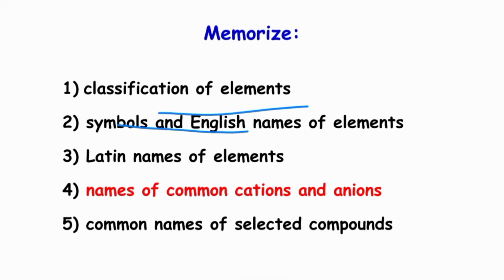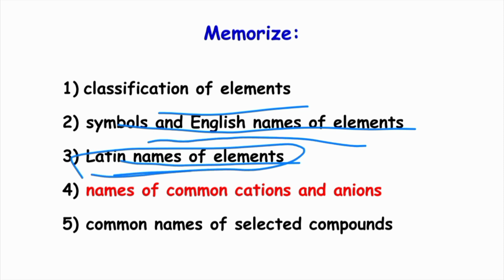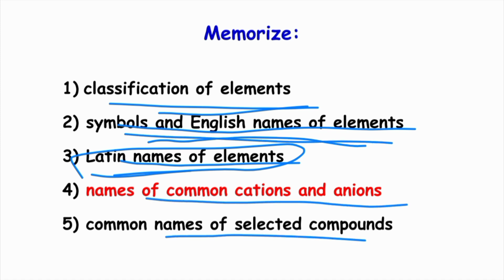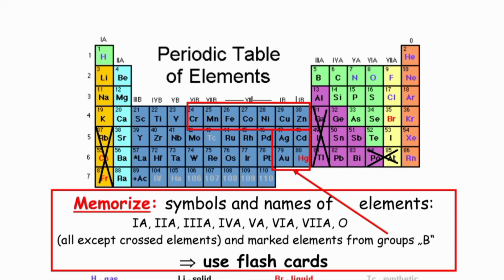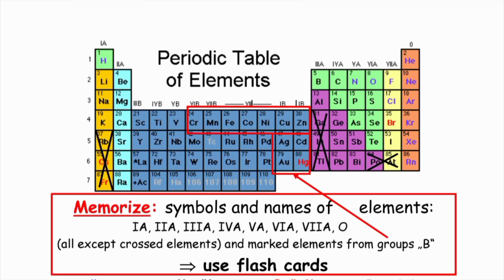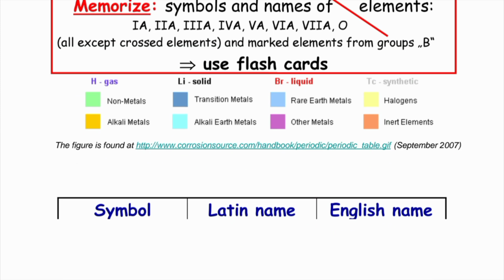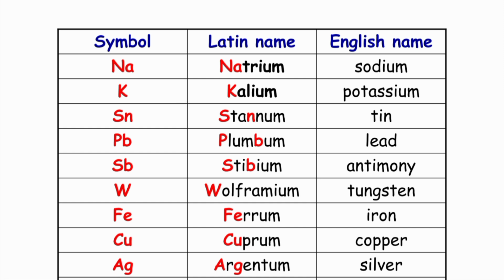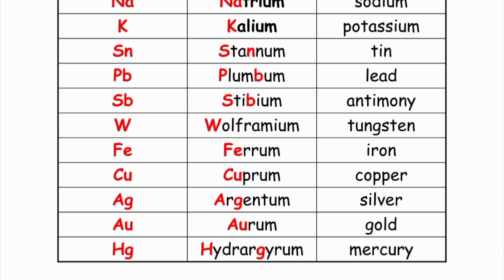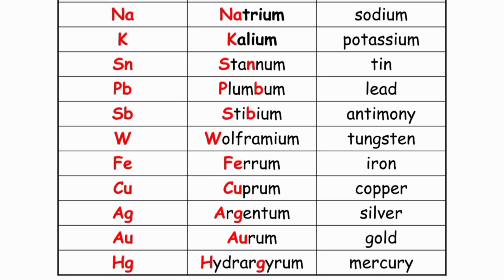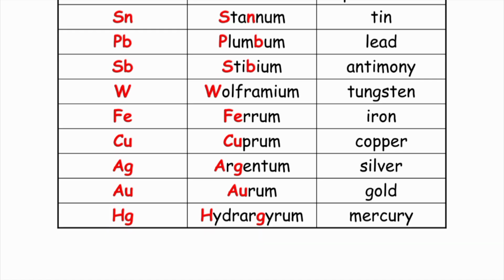Classification of elements, symbols and English names of elements, Latin names of elements: this is a little bit of knowledge about this. But remember these classifications, symbols and English names of common cations and anions, and common names of selected compounds. This is a periodic table. Symbols and names are given here, 1A and 2A, all the elements. Try to remember these, sodium and their names. W for tungsten, Cu for copper, Hg for mercury.